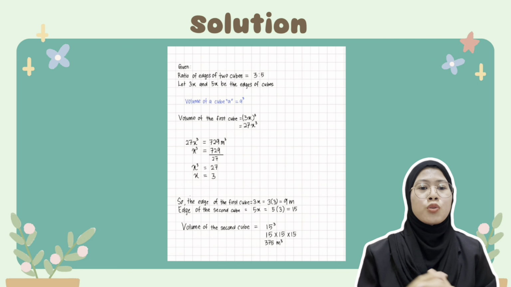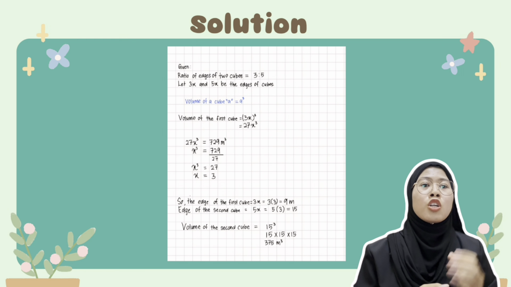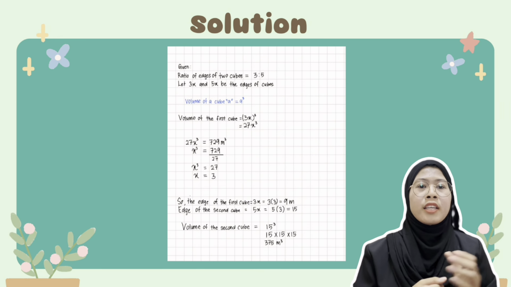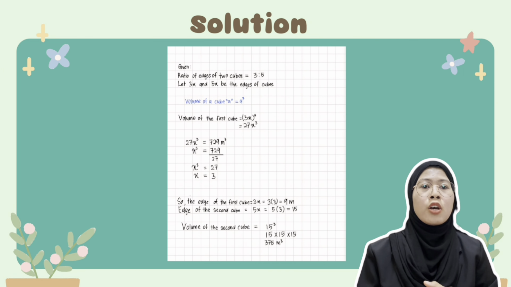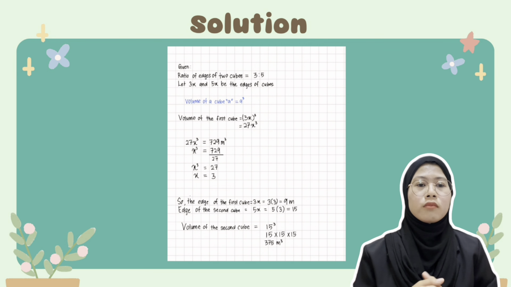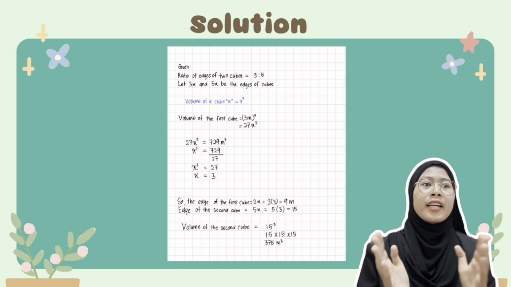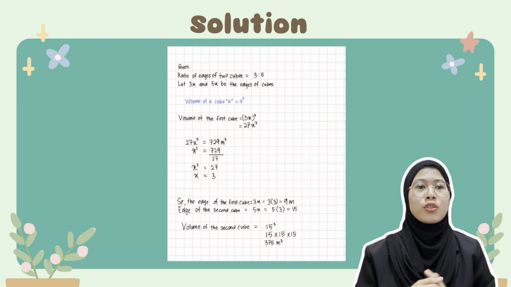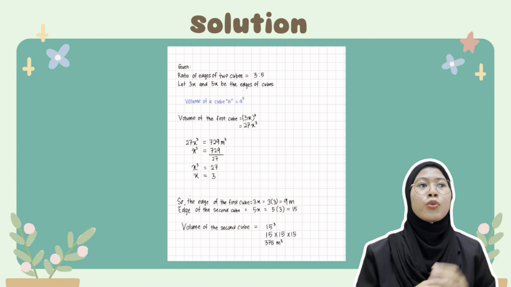So we have to divide 729 by 27. When we get the answer, which is 27, it means x cubed equals 27. Then we can find x, which is we can take the cube root of 27. So it will equal 3. So here, the edge of the first cube equals 3x, and we substitute the number 3 into this x, which means 3 multiplied by 3 equals 9.